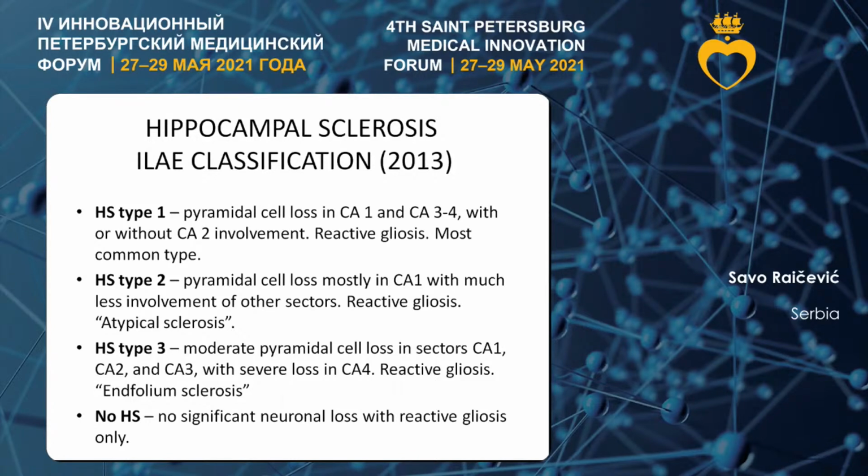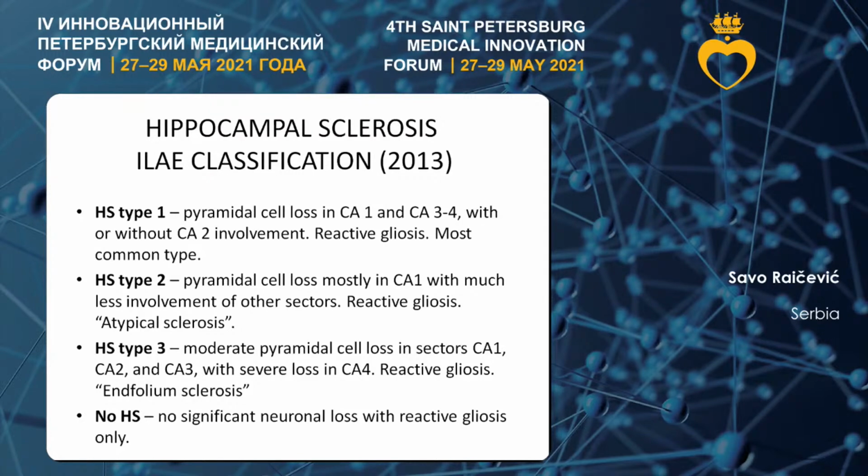In hippocampal sclerosis type 1, the pyramidal cell loss is mostly seen in CA1 and CA3-4 with or without CA2 involvement. We always see reactive gliosis, and this is the most common type. In hippocampal sclerosis type 2, pyramidal cell loss is mostly seen in CA1 with sparing of the other sectors. This is called atypical sclerosis.